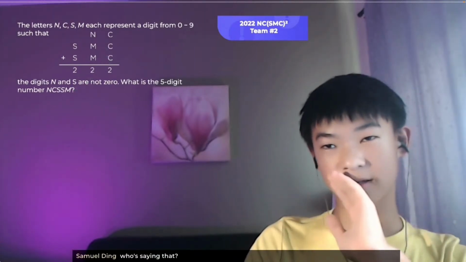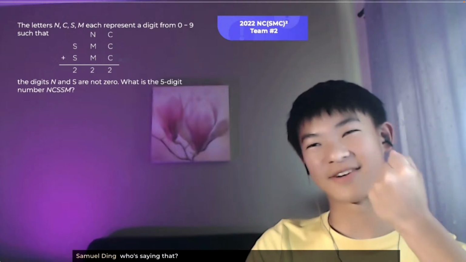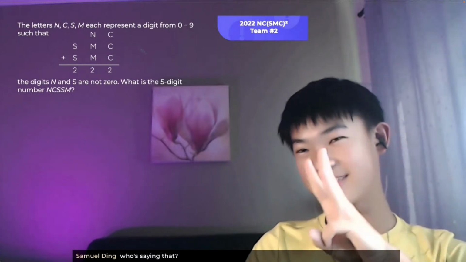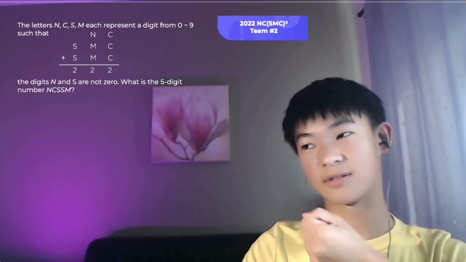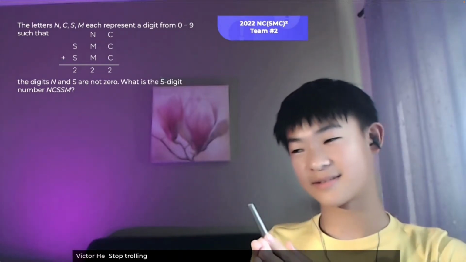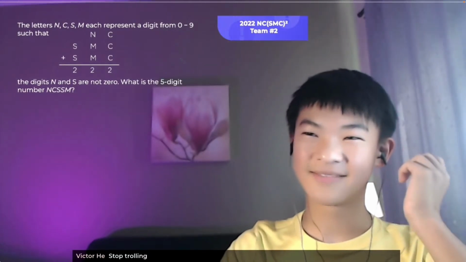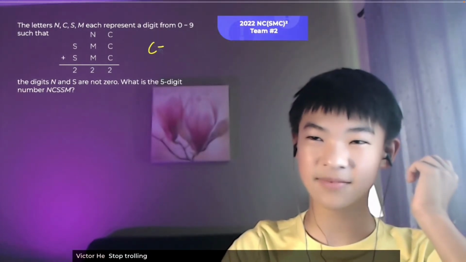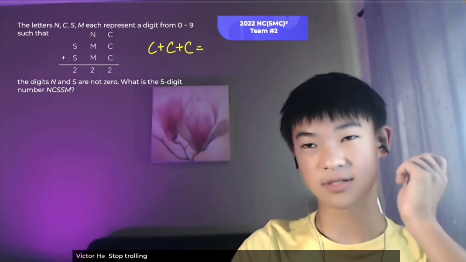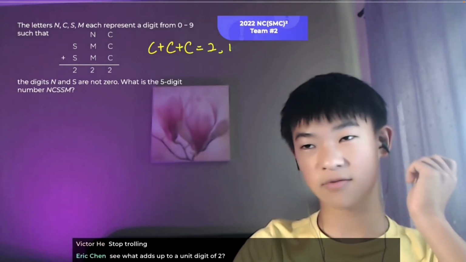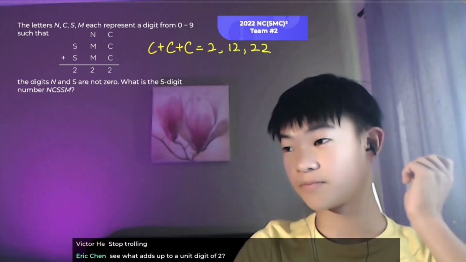Back to the question. So we have this addition formula here, and 3 C's sum to a 2. There are a few ways we could do this. We could have some carries. So there are a few possible ways. We could have C plus C plus C, starting from the 1st digit, is equal to 2, 12, or 22.